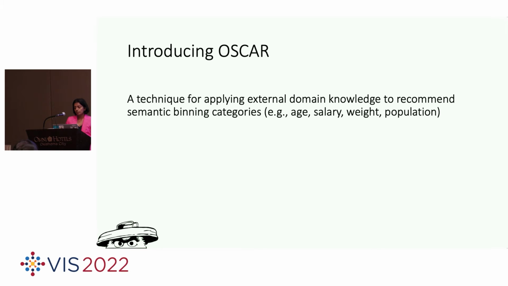So in this talk, we introduce Oscar, a technique that uses external domain knowledge for recommending semantic bins for numerical attributes such as age, salary, weight, population. And the name Oscar is inspired by one of my favorite Sesame Street characters who embraces his life out of a trash bin.